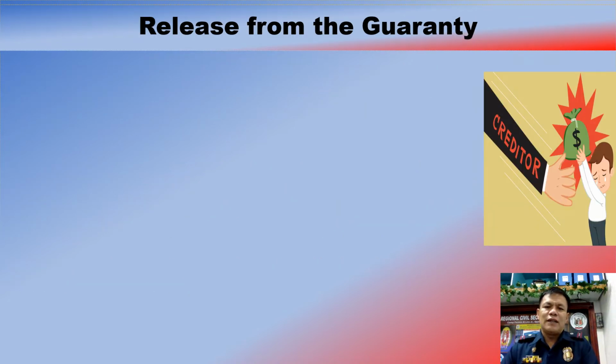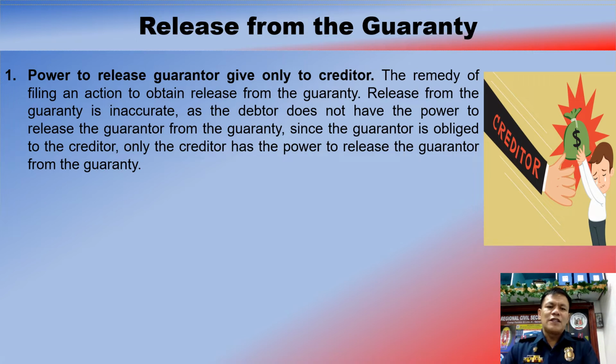Release from the guarantee. Power to release guarantor given only to creditor. Article 2071 provides the guarantor the remedy of filing an action to obtain release from the guarantee. The use of the term release from the guarantee is inaccurate, as the debtor does not have the power to release the guarantor from the guarantee. Since the guarantor is obliged to the creditor, only the creditor has the power to release the guarantor from the guarantee.